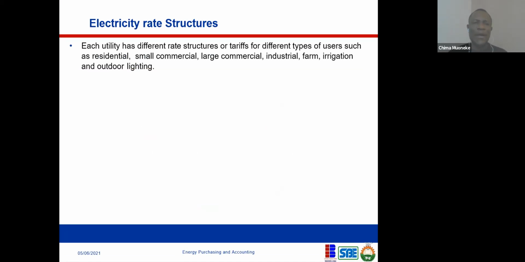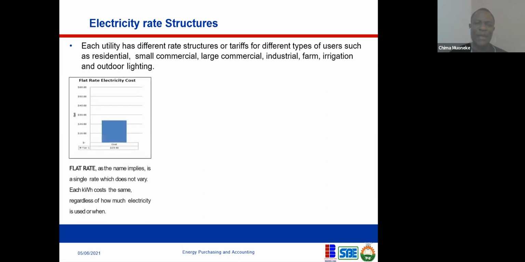So now we're going to talk about electricity rate structure, okay? How do they structure all of this? Remember, I talked about time of use. This is where we begin to talk about time of use. Now each utility has a different rate structure or tariff for different types of users, such as residential, small commercial, large commercial, industries, farm, irrigation, and outdoor. They have different kinds of tariff. If you look at the tariff that we have in Nigeria, we also have different customer categories.